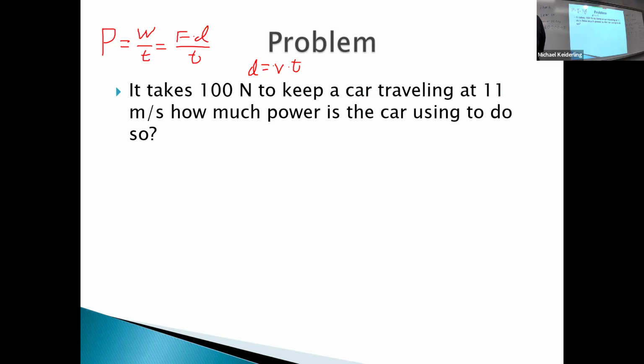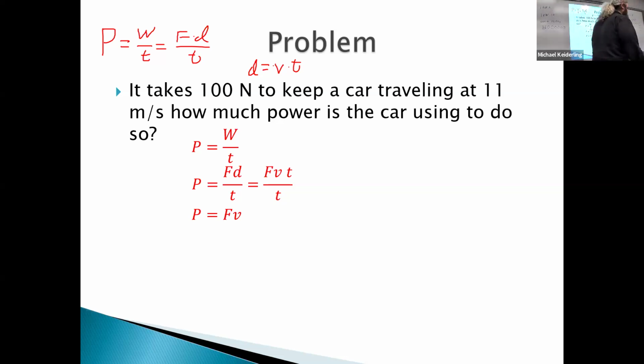So for this, the trick is you can choose an arbitrary time. That's one way you can approach it. Power is work over time. We can say, let's look at 1 second of traveling here. So power is force times distance over time. So force times velocity times time divided by time. Time will cancel. You'll actually find that power is force times velocity.